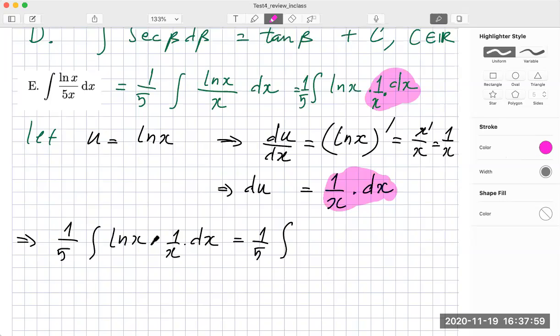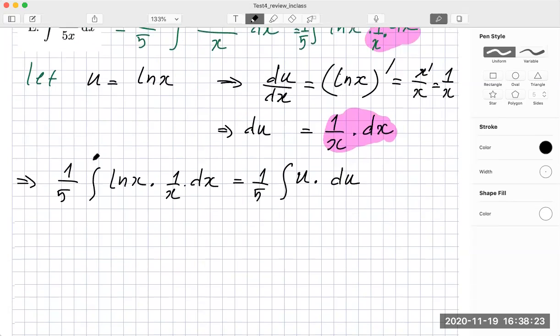So now if we replace the function ln of x by u here, what do we have? We'll get u times du. Yes, u times du. Very good. Now the integral of u du becomes easy, right? Now the variable is u, therefore it will be u squared over 2. Very good.